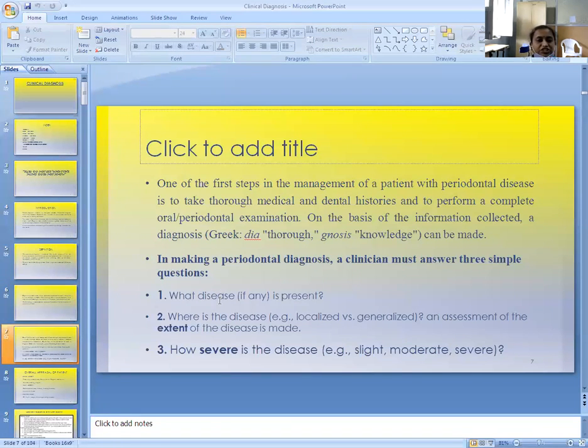The chief complaint should be recorded in the patient's own words, and then you have to write the history of the present illness. That will be your general information part.